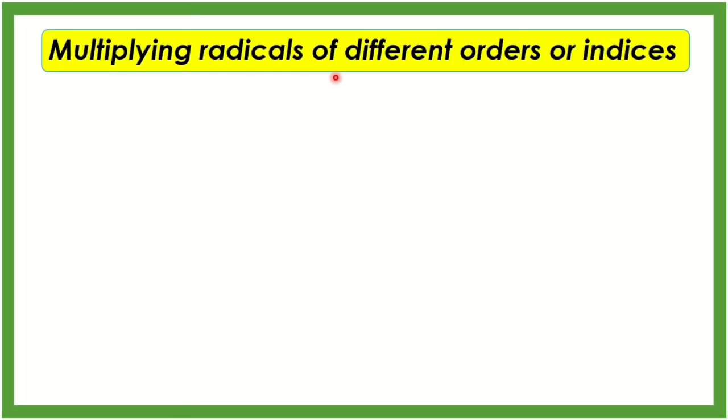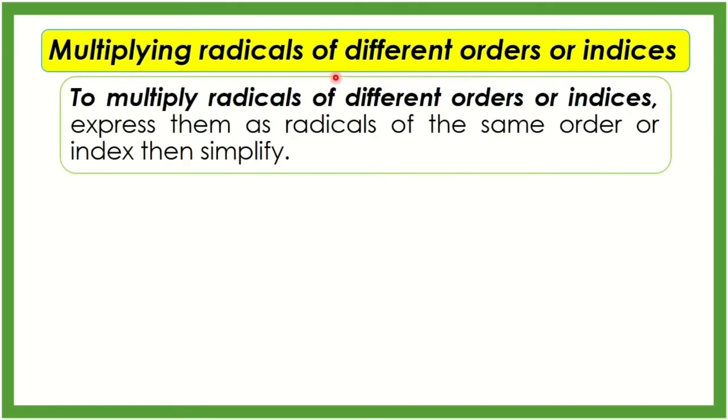Let's proceed in multiplying radicals of different orders or indices. Kapag magkaiba ang orders at indices, i-express muna natin yung radicals of the same order or index, then isi-simplify natin. Examples, number 1, fourth root of 4 times the cube root of 2.